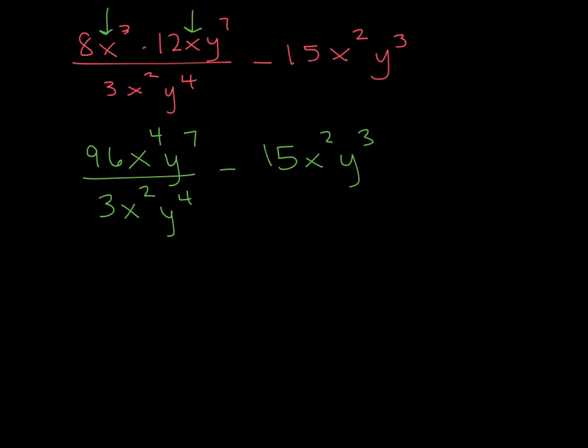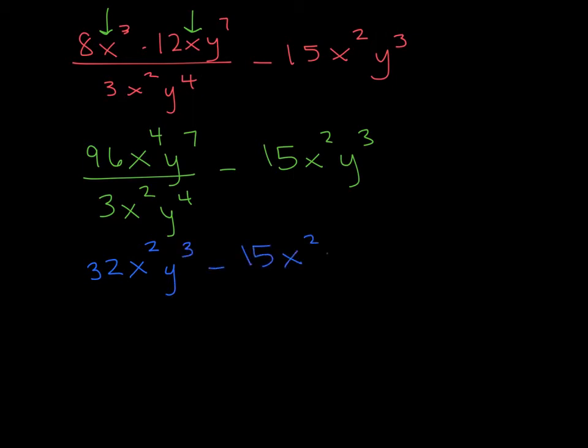Then at this point, I'm going to be dividing. So I'm going to divide out my coefficients first. 96 divided by 3 is 32. Then I have x to the 4th divided by x squared. So remember, you keep your base, subtract your exponents. Then I have y to the 7th divided by y to the 4th. So you keep your base, subtract your exponents.